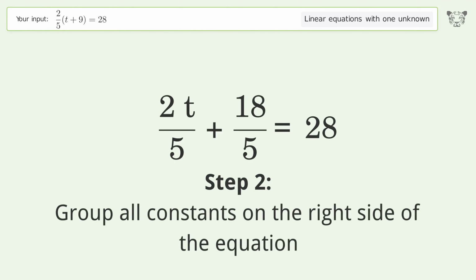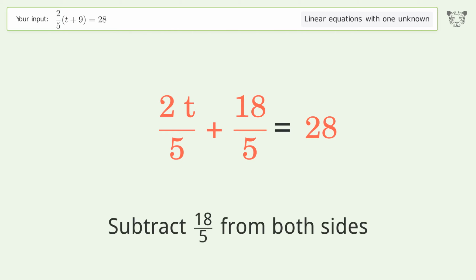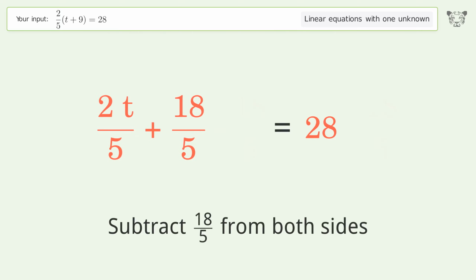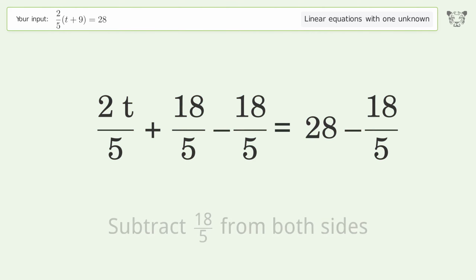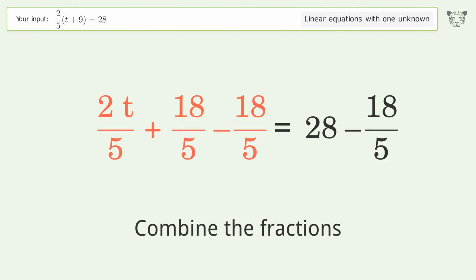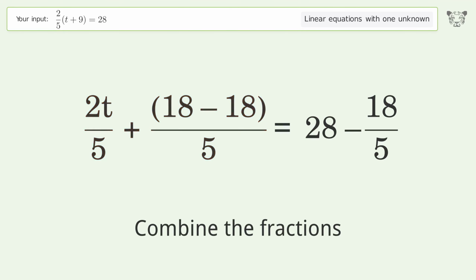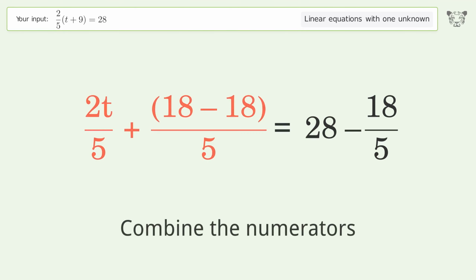Group all constants on the right side of the equation. Subtract 18 over 5 from both sides. Combine the fractions. Combine the numerators. Reduce the zero numerator.